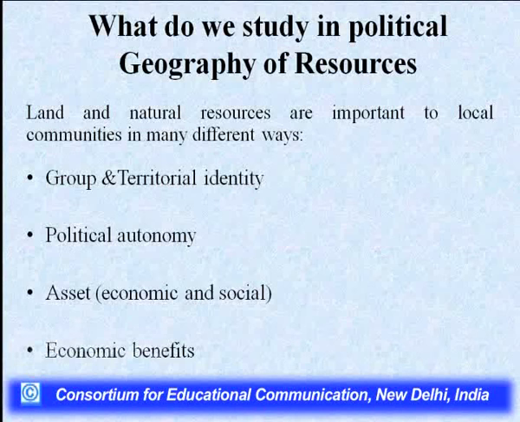settings. So what we study in political geography of resources is that land and natural resources are important for various activities like group and territorial identity. In fact, various groups are known for their region. We can take the example of oil exporting countries, which are known for the formation of that group. The territorial identity is one of the reasons we study in political geography of resources.